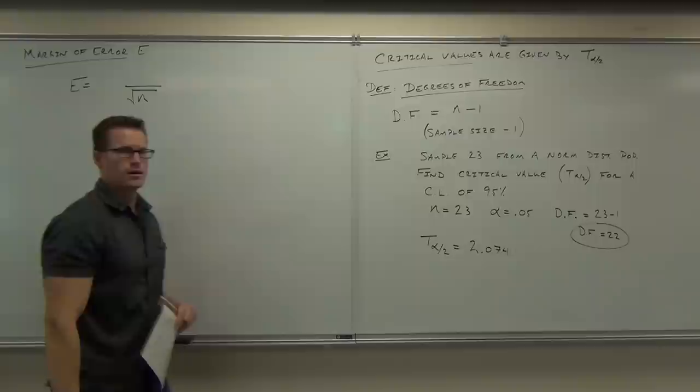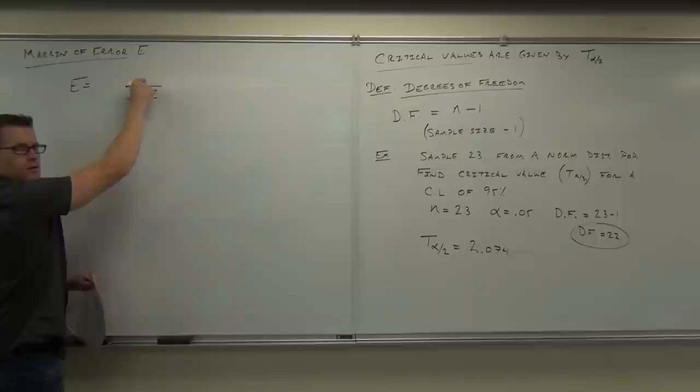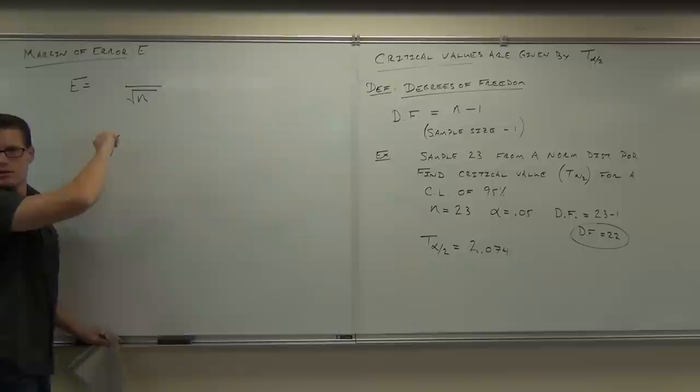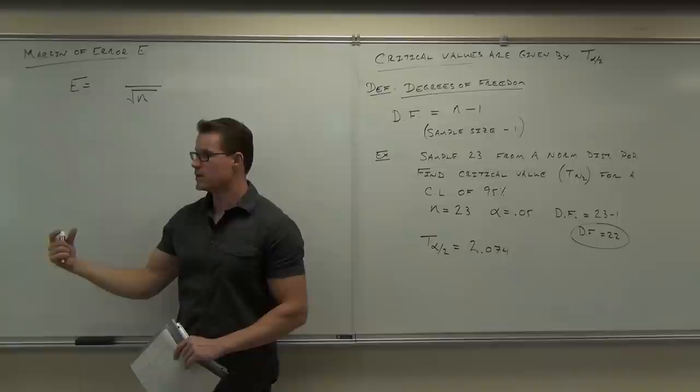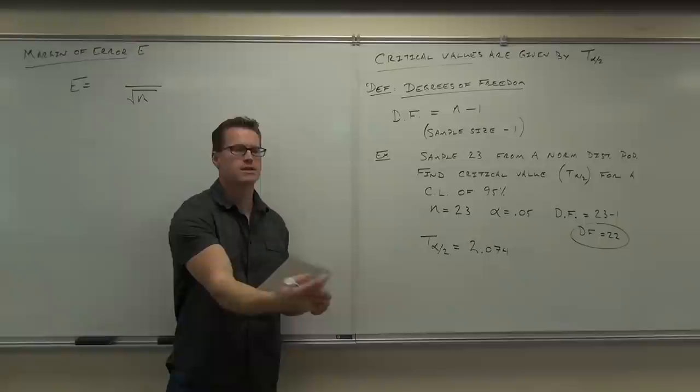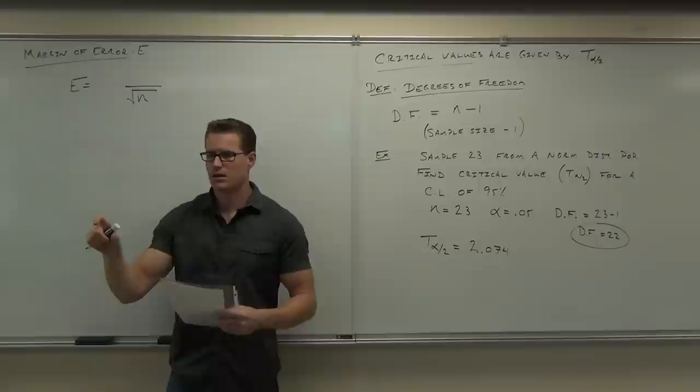Hey, tell me, thinking back to the last section, what normally would go here? For a population, what symbol did we use to represent that? For a population, it was sigma. Are you going to know sigma in this section? No. So we have to use a different standard deviation. The whole reason why we even need a t-score, because we're using not the population standard deviation, but the sample standard deviation. And what letter represents that? S. Great. So the only difference here is that we're using S.